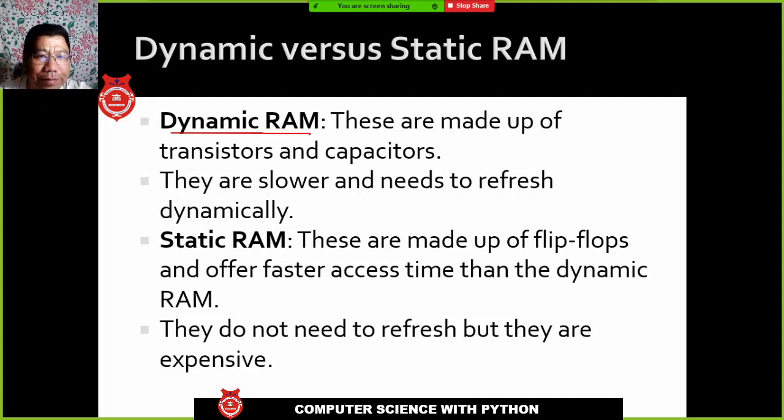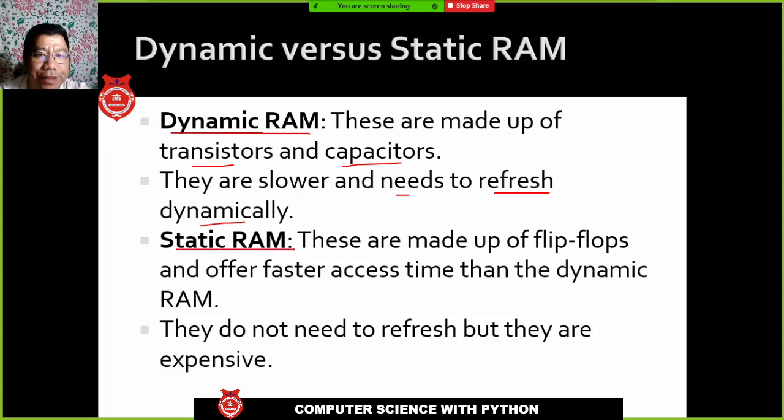Dynamic RAM, DRAM, is made up of transistors and capacitors. It is slower and needs refresh. How can I explain refresh? When you supply power, the power level is very good, but with the passage of time the power level decreases, so it needs to be supplied again. That is known as refresh. So dynamic RAMs need refresh.